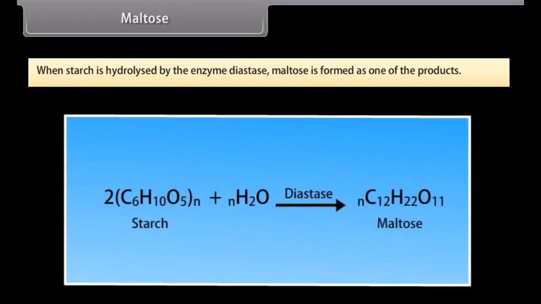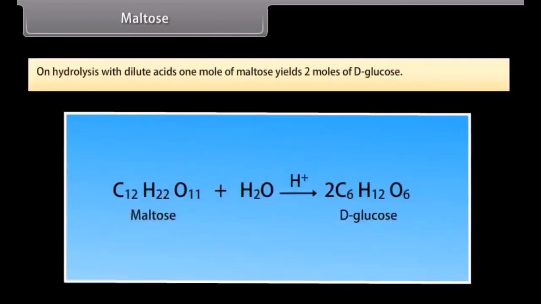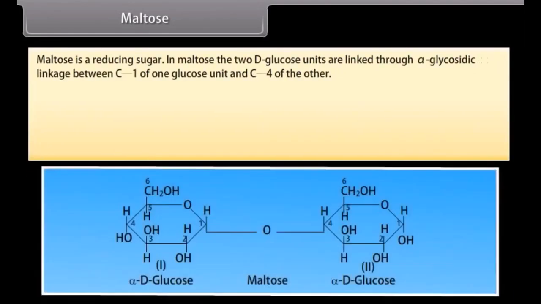Maltose. When starch is hydrolyzed by the enzyme diastase, maltose is formed as one of the products. On hydrolysis with dilute acids, 1 mole of maltose yields 2 moles of D-glucose. Maltose is a reducing sugar. In maltose, the two D-glucose units are linked through an alpha-glycosidic linkage between C1 of one glucose unit and C4 of the other.